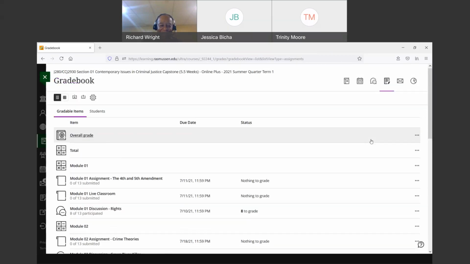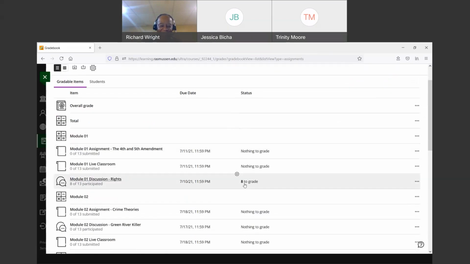And this is your grade book. It shows that 8 discussion posts have been submitted. You'll see the written assignment and the discussion. Now, let me clarify so you're not confused here. You see the date, the 11th, for both the assignment and live session, and that's Sunday. That's normal. But for the discussion post, it says the 10th, which is Saturday.